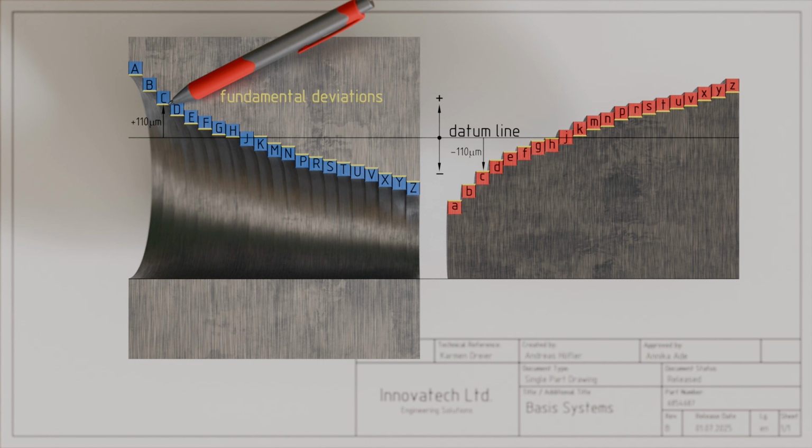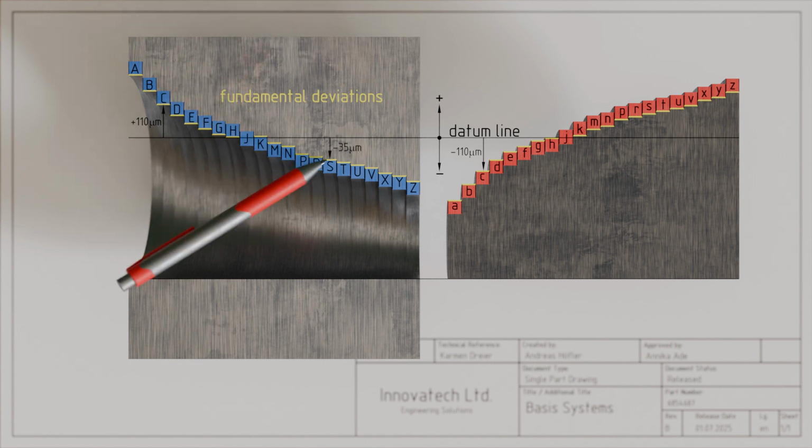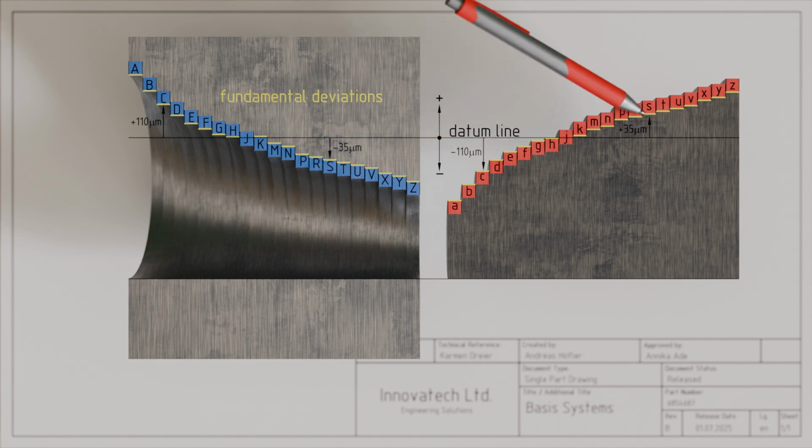Or the tolerance zone S has, for example, a fundamental deviation of -35 micrometers for a hole with a nominal size of 20 mm and tolerance grade IT8, while the corresponding tolerance zone S for the shaft then has a fundamental deviation of +35 micrometers. Fundamental deviations are basically defined relatively symmetrically within certain nominal size ranges for both shafts and holes.